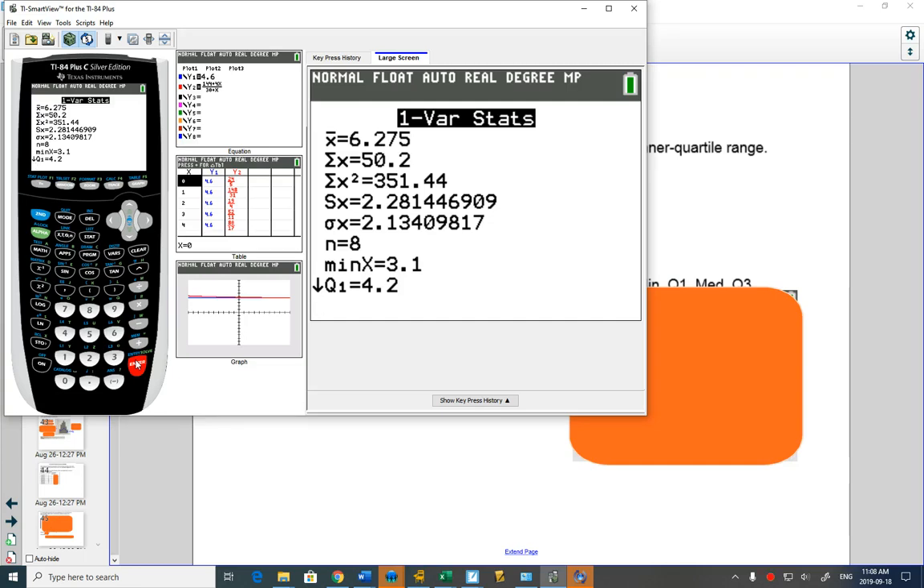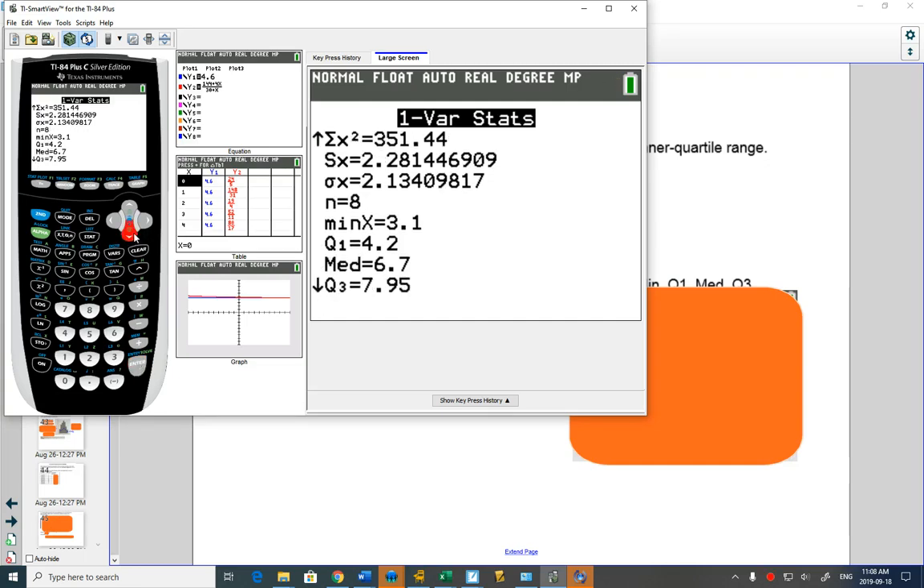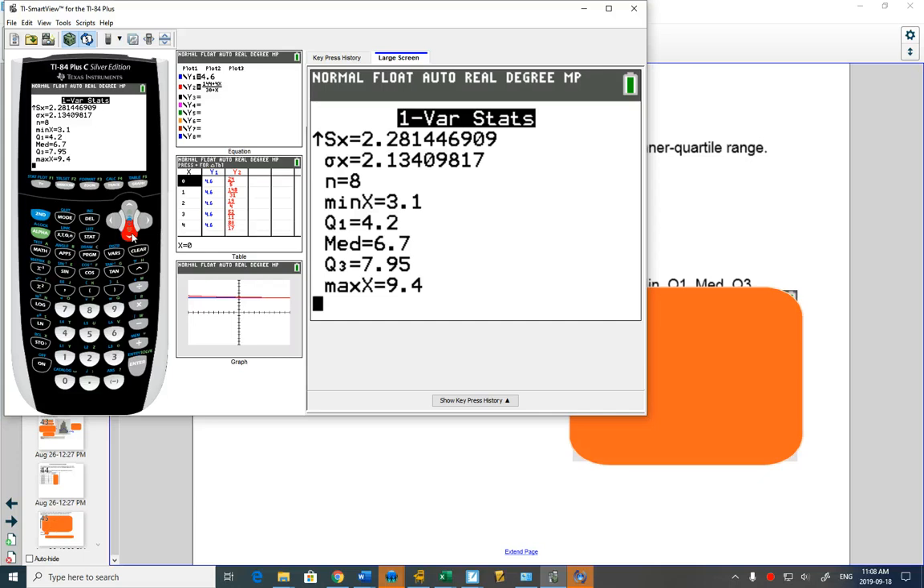it tells us our minimum, it tells us quartile 1, it tells us the median, quartile 3, and our maximum.